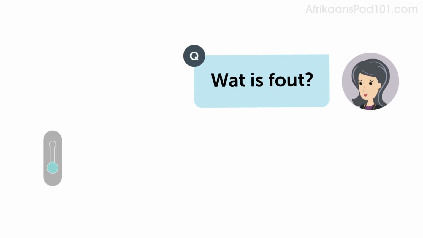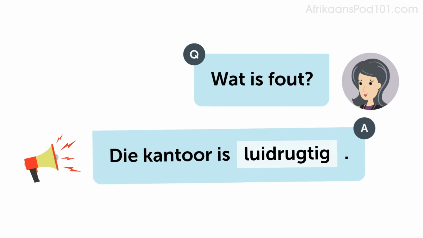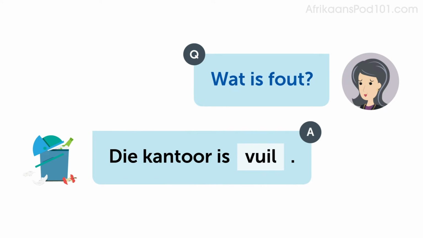Let's look at some examples. Listen and repeat or speak along with the native speakers. Wat is fout? Die kantoor is koud. Wat is fout? Die kantoor is luidrugtig. Wat is fout? Die kantoor is vuil.